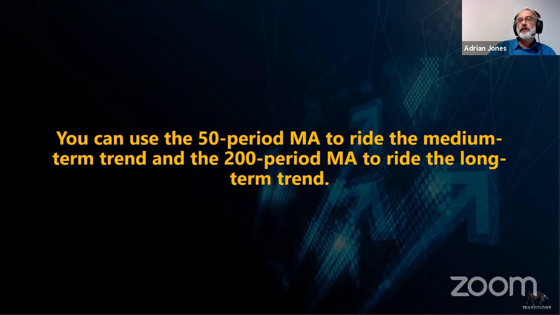You can use a 50-period MA to ride the medium-term trend and a 200-period MA to ride the long-term trend. So that would be a much longer period of time. On the shorter time frames, you'd be using the 20. On the higher time frames, maybe the 1 hour, 4 hour, 50 maybe, and a 200 on the higher time frames.